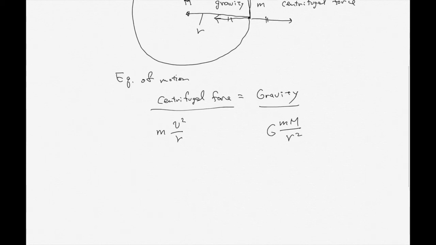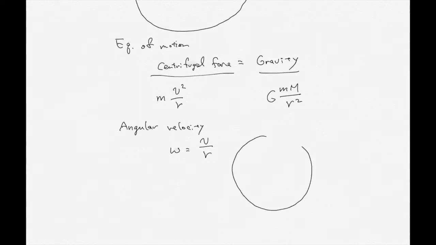Of motion. Then I'd like to find out the angular velocity of this object. Angular velocity omega is expressed as v over r. The particle is moving in circular motion with radius r, and this is omega. Then the particle is moving at r omega, which is v. So omega can be expressed as v over r. This is the angular velocity.